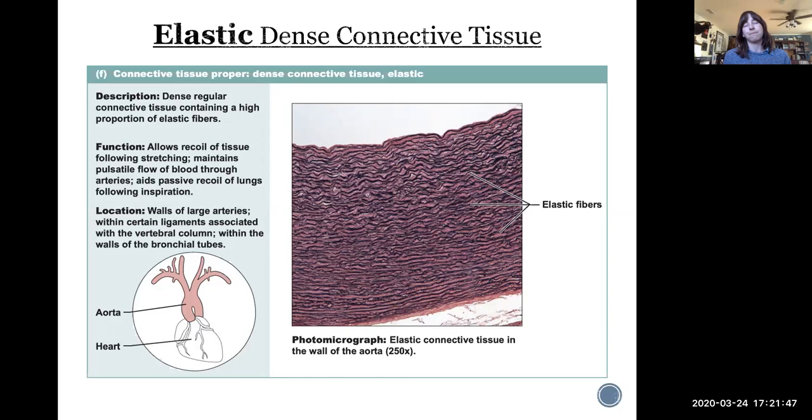Okay, so connective tissue proper, six types, right? Three loose: areolar, adipose, reticular. Three dense: dense regular, dense irregular, and elastic. Cool?